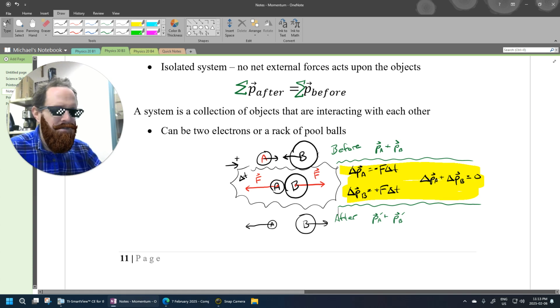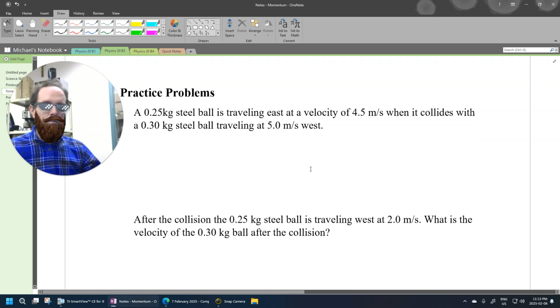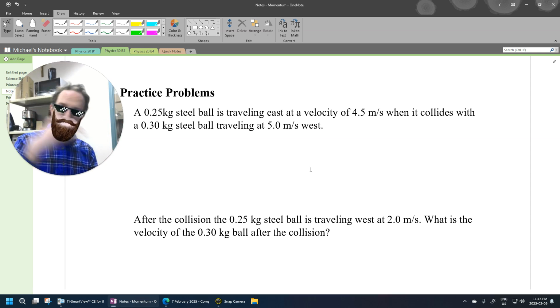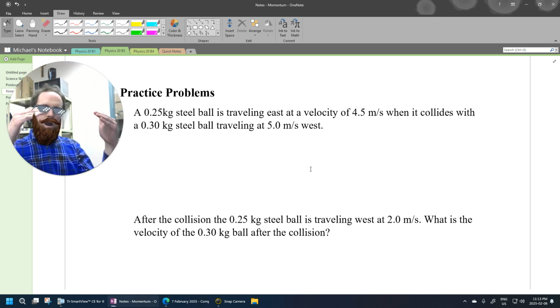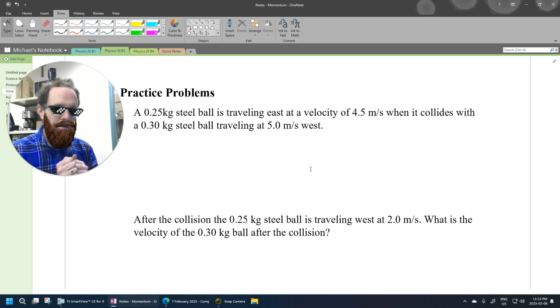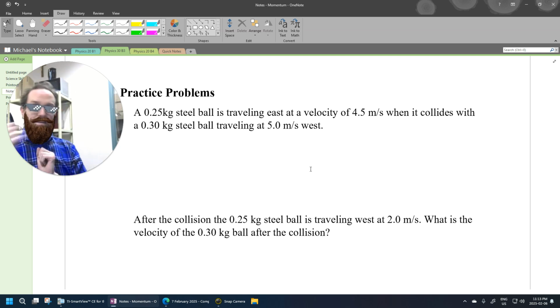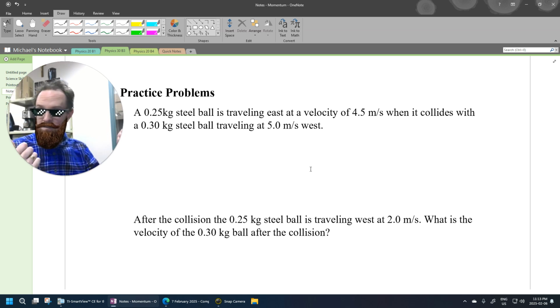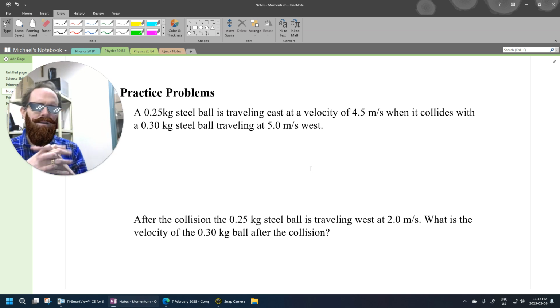Okay? So, a steel ball traveling east collides with a steel ball traveling west. Afterwards, the smaller steel ball, the 0.25 kilogram one, is now traveling west. It was going east before, and now it's going west. What's the velocity of that larger ball? It was going west before. Did it bounce back and go east? Did it continue moving forwards? Now, you're thinking, how can it continue moving forwards? Like I talked about in that previous one.